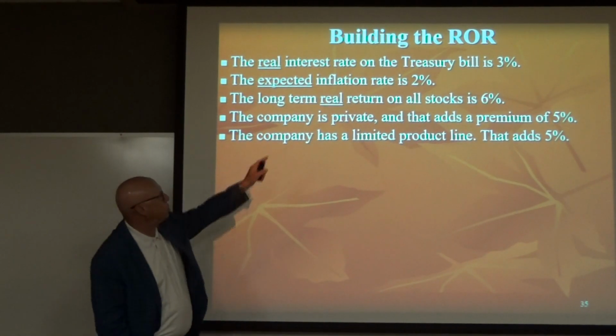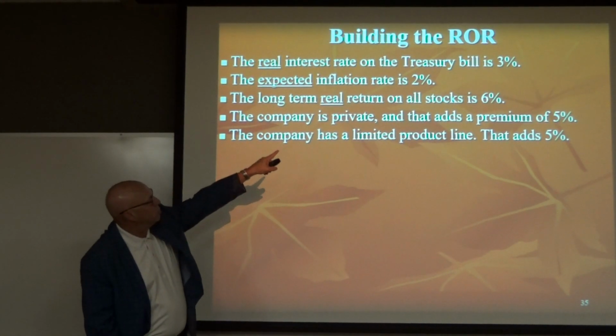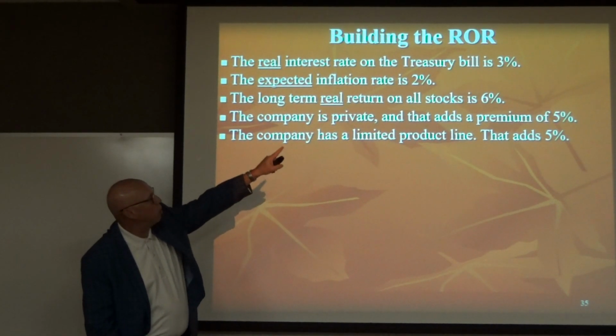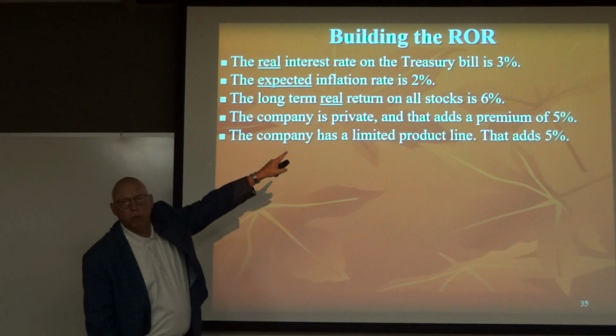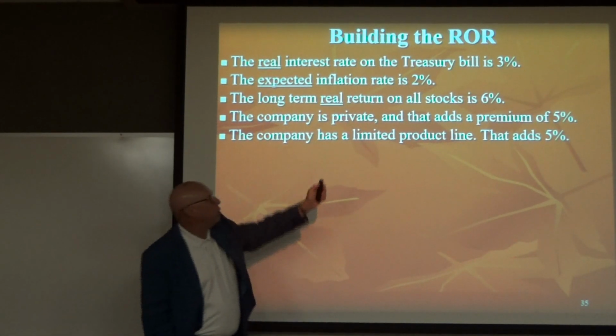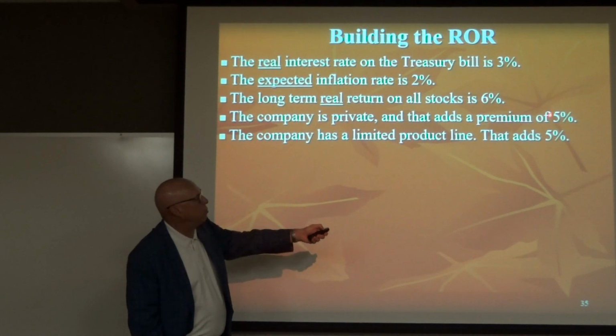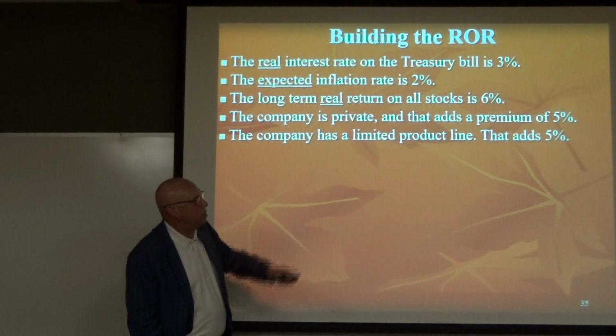Okay, that's the 6%, the 6% on all stocks plus a liquidity premium of 5%. I know we started with the 3 and 2%, but that's a risk-free rate. A risky rate is 6%. So I have 6% plus 5% plus 5%. That's 16%.